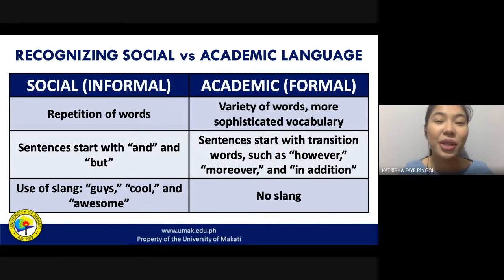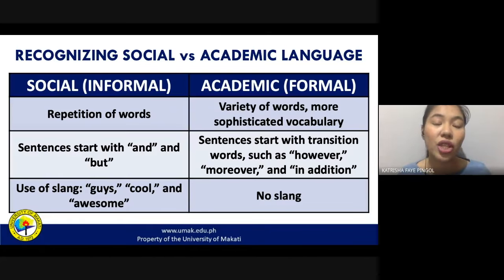Now, here are some more characteristics that we can look at whenever we are differentiating or trying to recognize social or informal language versus academic or formal language. In other books, they would refer to informal language as social language, whereas in other books, they would refer to formal language as academic language. Okay, so let's go at it one at a time.